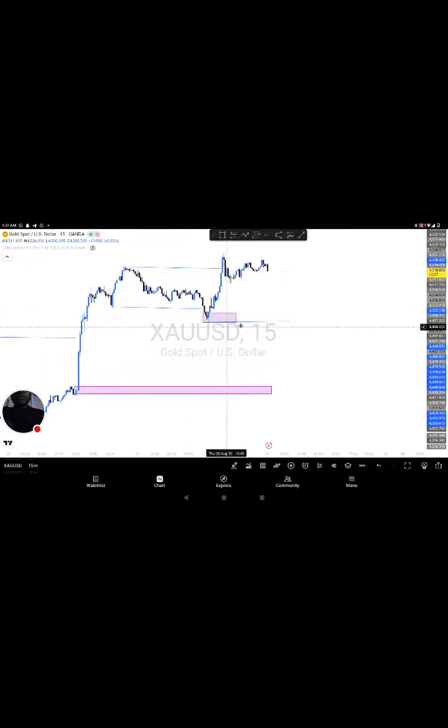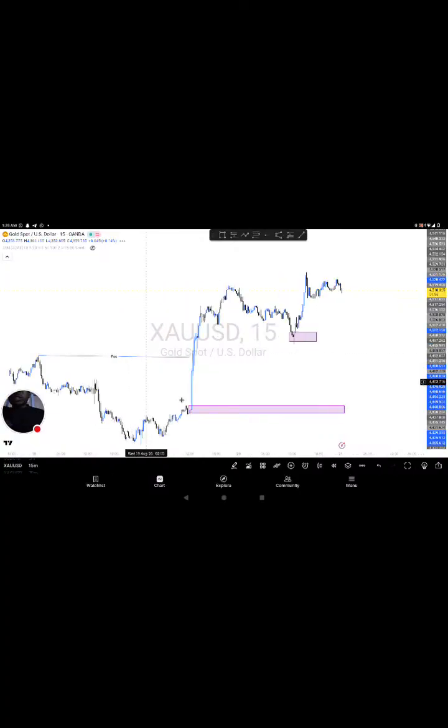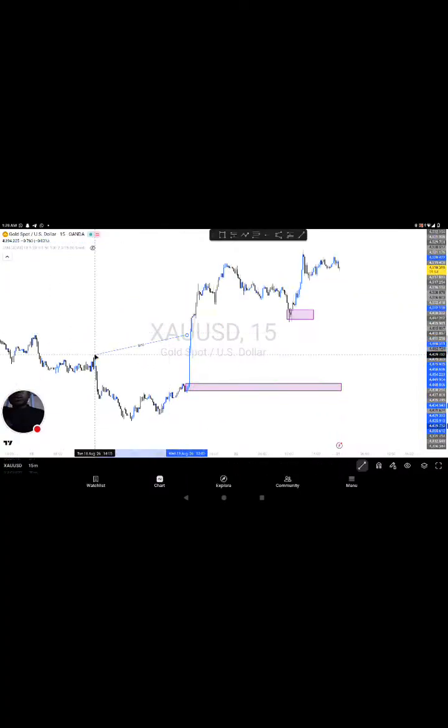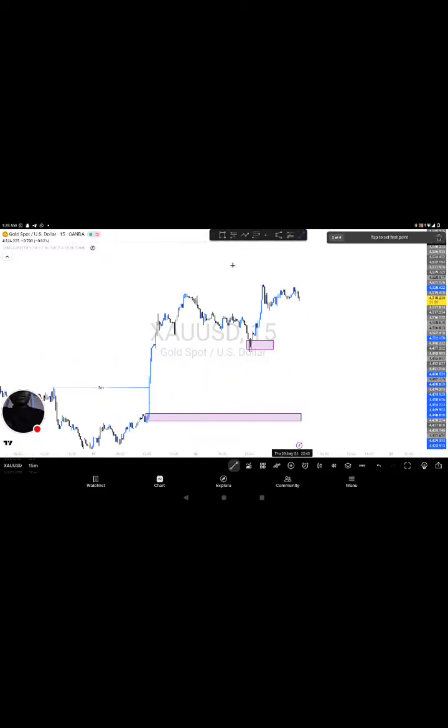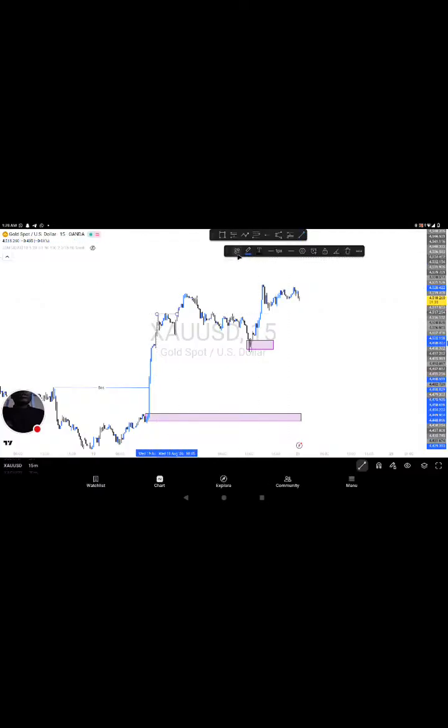So now from here, let me map out everything so it can be understandable. You can see that we have a valid breaking of structure from here, a valid break of structure that was caused by this order block. So apart from that, we have another break of structure here. We have another break of structure, then another break of structure to the upside.